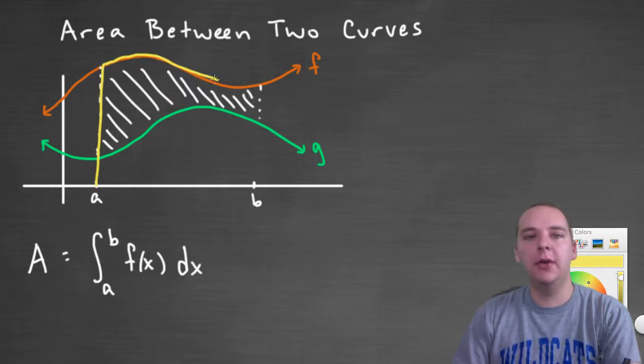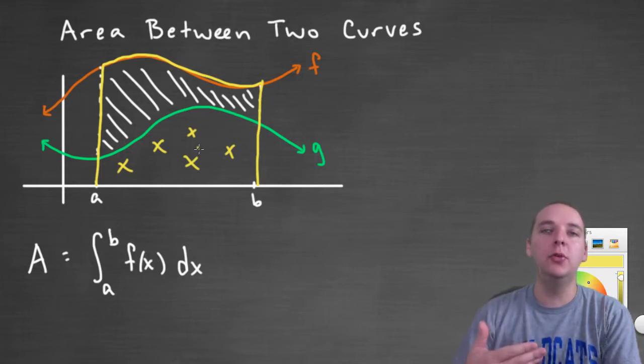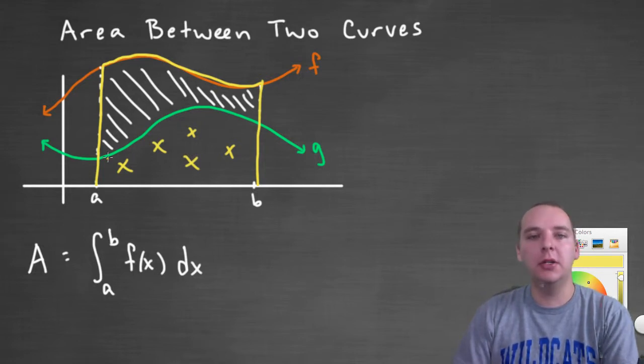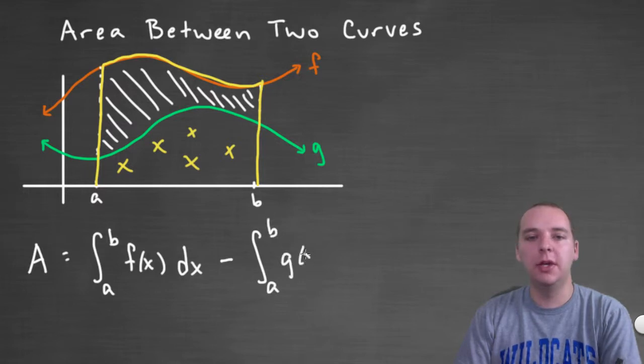The integral of just f would give us the area from f all the way down to the x-axis, which will be too much, but it'll be too much precisely by the integral of g of x from a to b. If you look here, the yellow x's would be the area under g. So really all we want to do is take that original integral of f, which is too much area, and subtract away the integral from a to b of g of x dx.